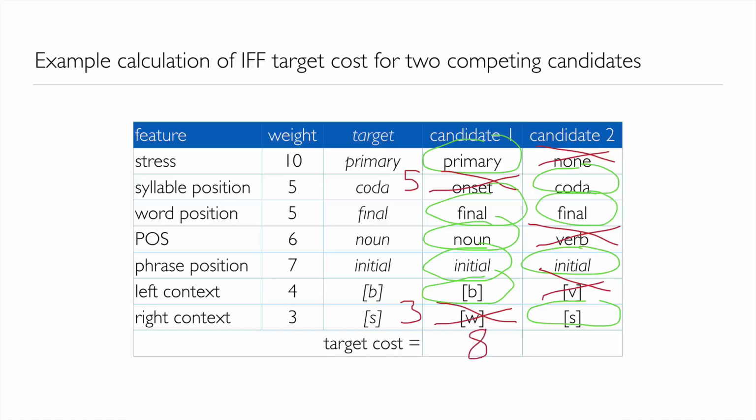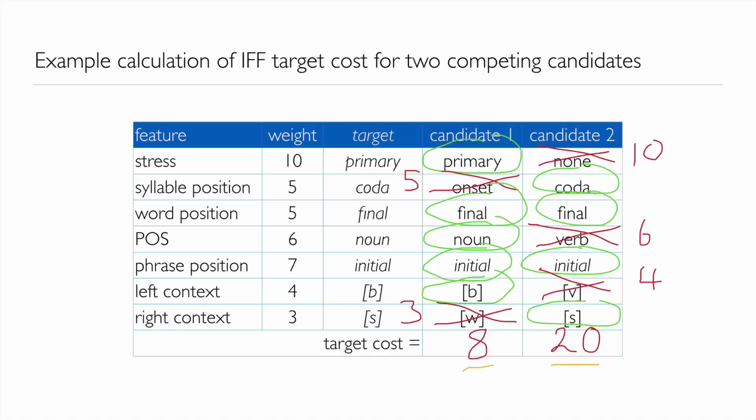Separately for candidate 2, that stress mismatch incurs a penalty of 10, the part of speech mismatch costs 6, and the left phonetic context mismatch costs 4, giving us a total of 20. Now remember, we don't simply use these two values to choose between these two candidates, because we don't yet know how their waveforms will concatenate with the candidates left and right of them in the lattice.